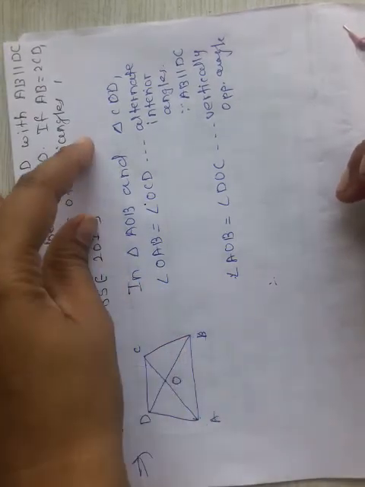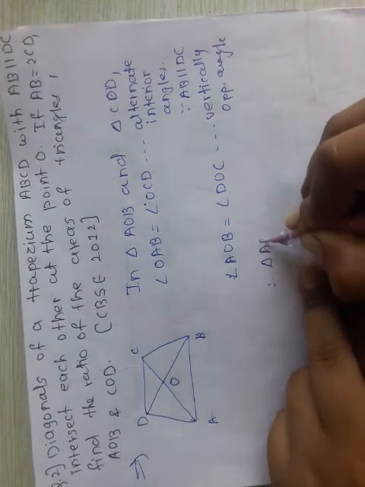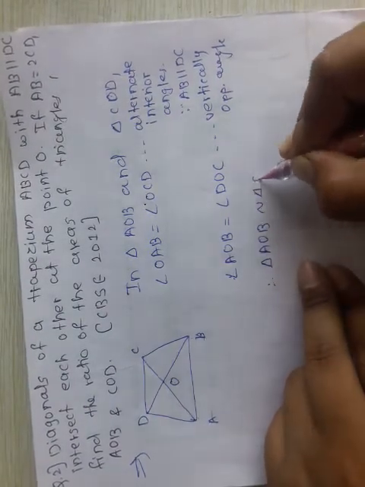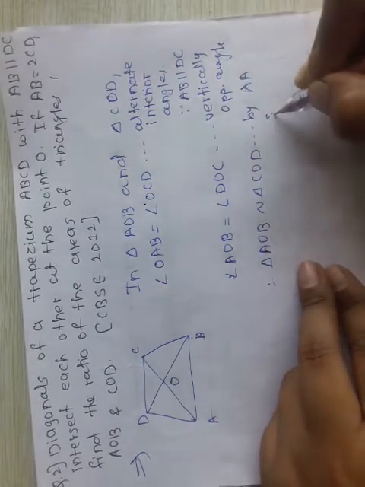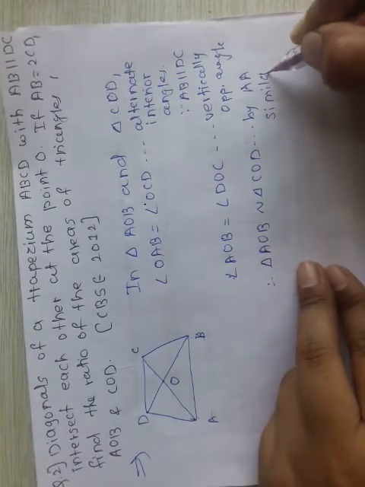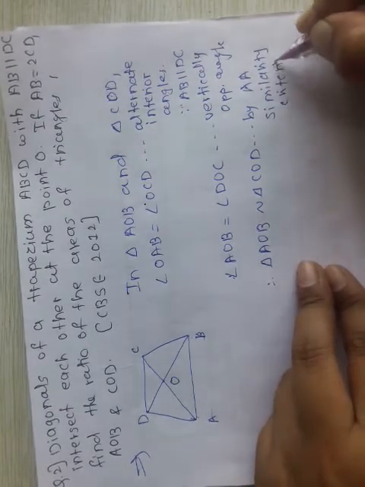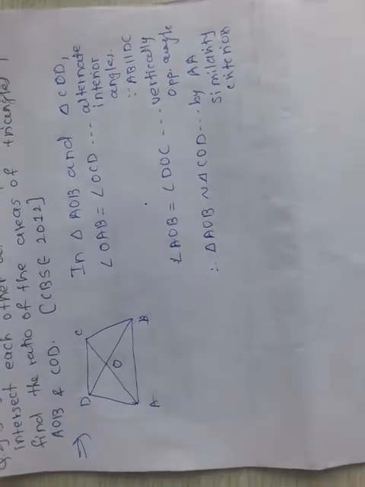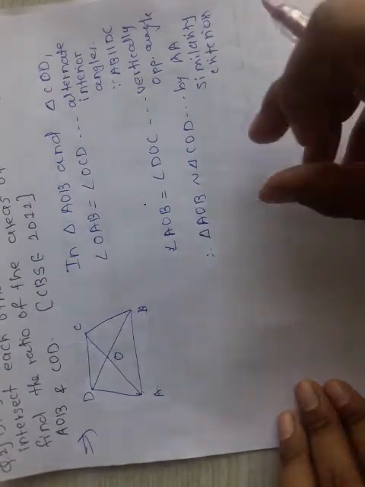So we get two pairs of angles, and therefore these two triangles are similar by AA similarity criterion. Triangle AOB is similar to triangle COD by AA similarity criterion. Now these two triangles are similar.